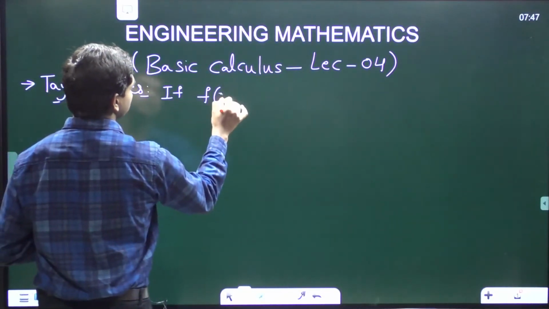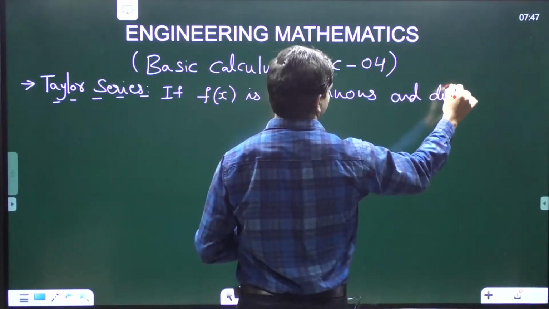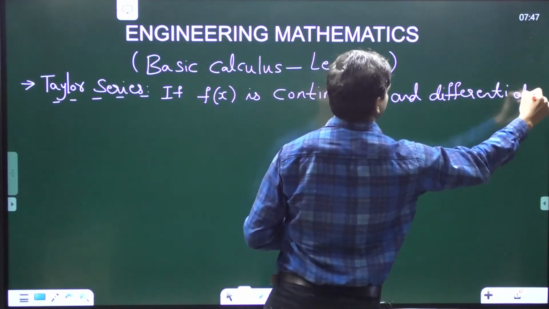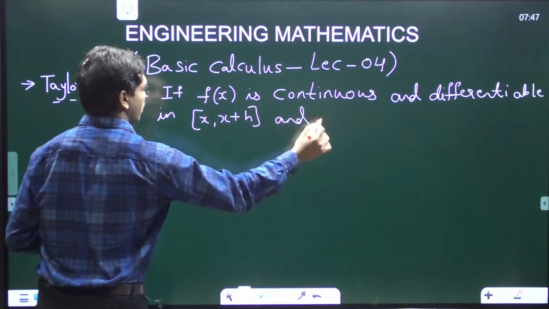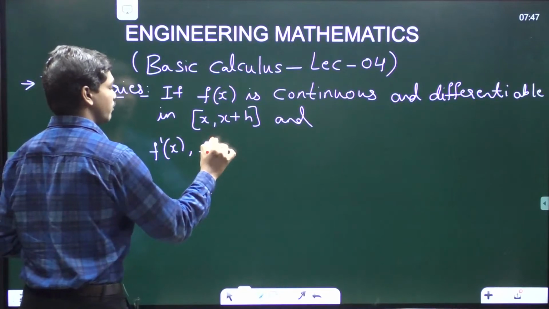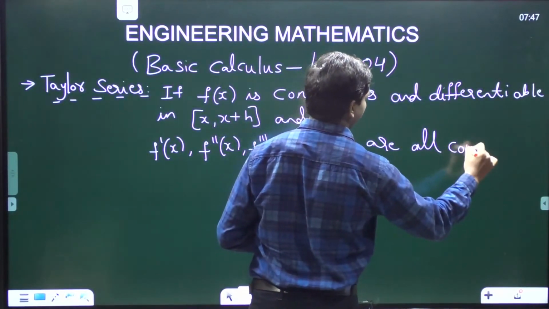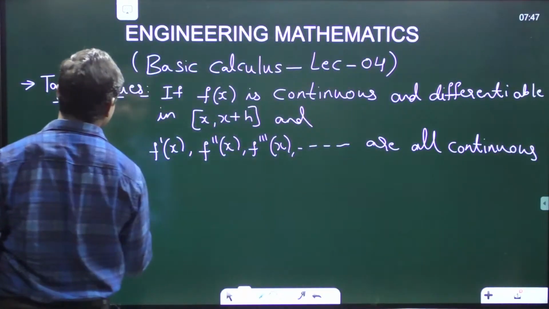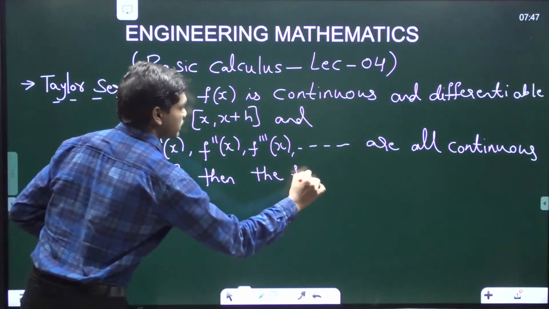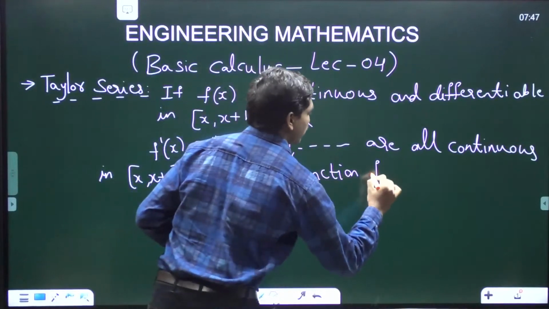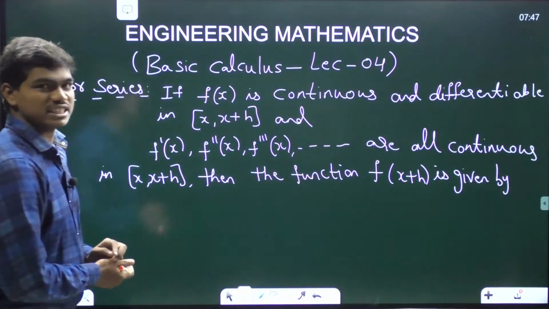If f of x is continuous and differentiable in the interval x comma x plus h, and f dash of x, f double dash of x, f triple dash of x and so on are all continuous in x comma x plus h, then the function f of x plus h is given by, now I am writing the Taylor series expansion, which is of very much importance.